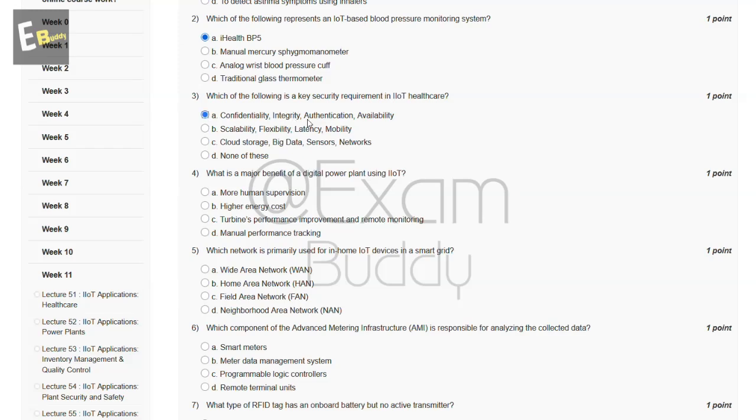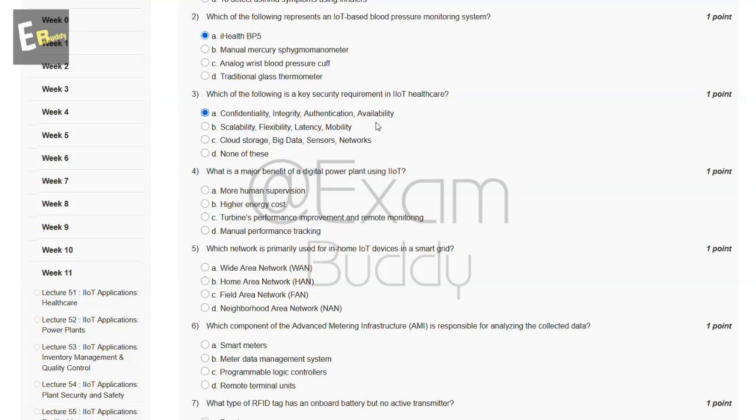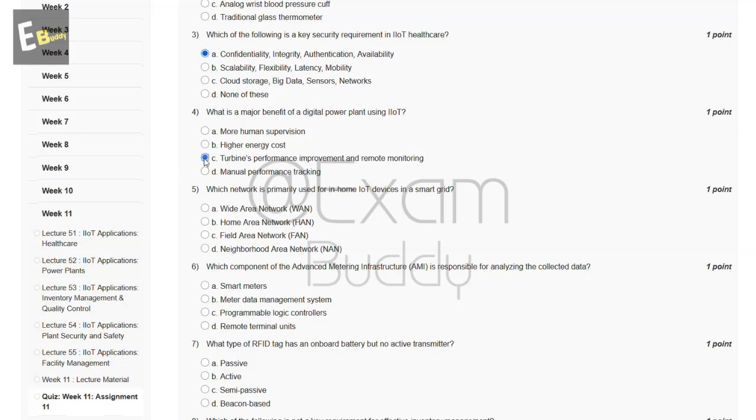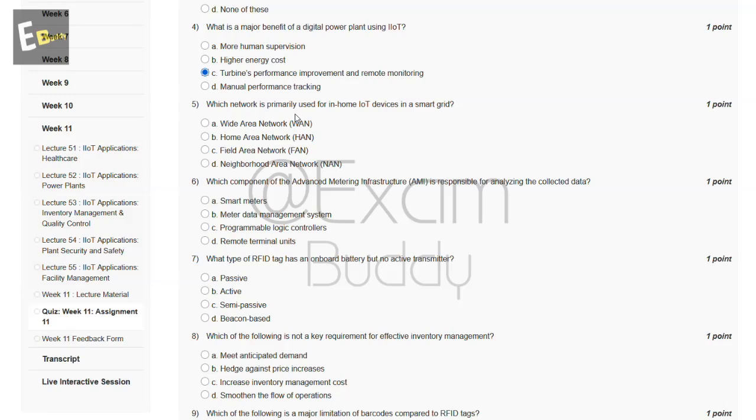Confidentiality, integrity, authentication, availability. Now the fourth question is, what is a major benefit of a digital power plant using IIoT? So these are the options and the answer of our fourth question is C. Now the fifth question is, which network is primarily used for in-home IoT devices in a smart grid? So these are the options and the answer of our fifth question is B.